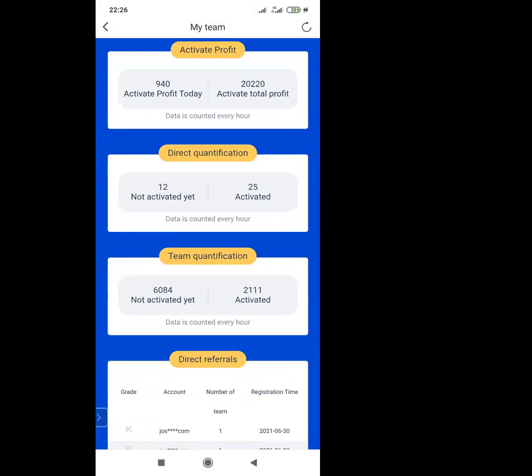And the requirement to become V6, you must have a total team of 1,500 people. I had 2,111 people that have activated. So I position myself for V6. What is left is the building of leaders. So for me to get there, I need to have V5 that are 3.